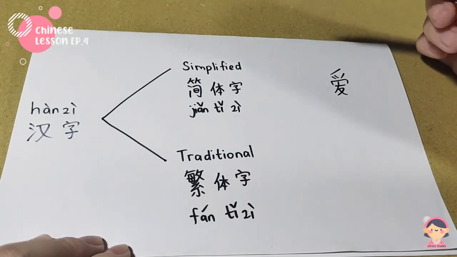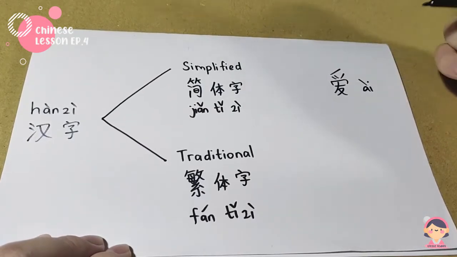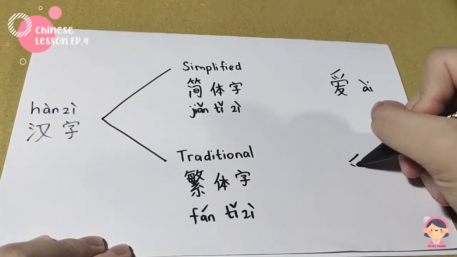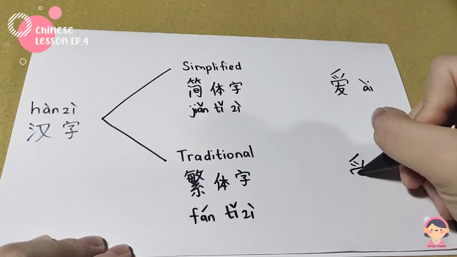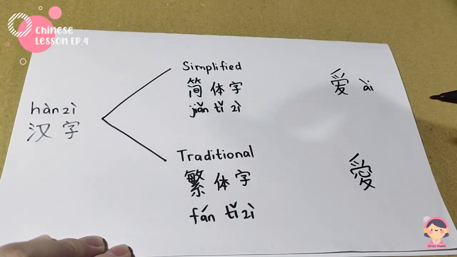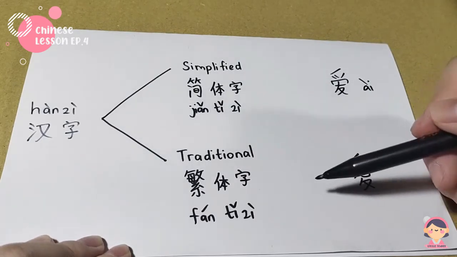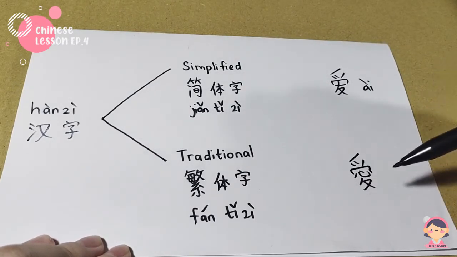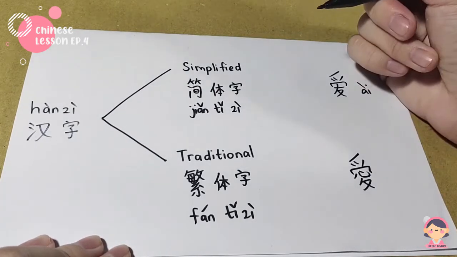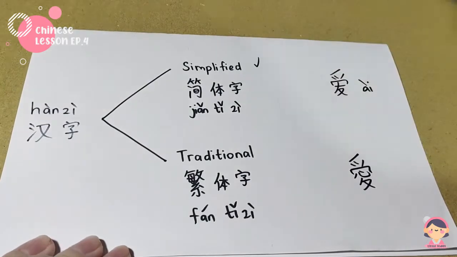So in simplified Chinese characters, we write I like this, but in traditional Chinese characters, we write I like this. So they are a little bit different, and usually traditional Chinese characters have more strokes in it. And in our lesson, we will only use simplified Chinese characters.